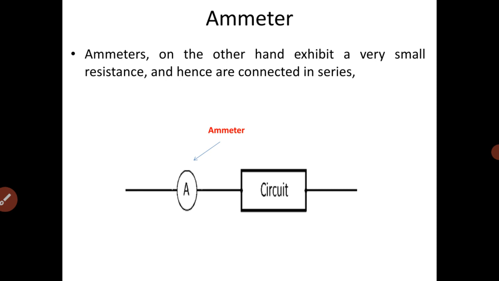And ammeters are always connected in series, not in parallel. If we connect the ammeter in parallel, there will be a high flow of current through the ammeter and it would cause a short circuit. Okay, if we connect the ammeter in parallel, it will cause a short circuit and result in damaging the ammeter and also the circuit.